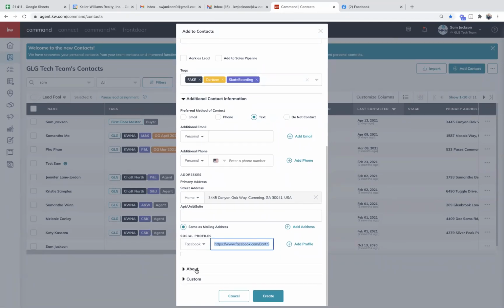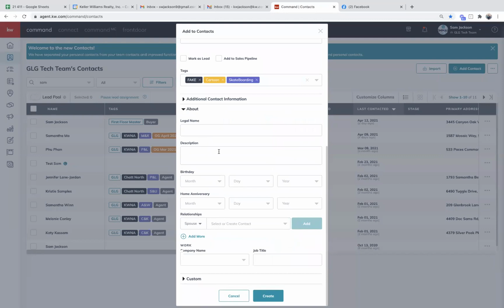Now, you can go in here and do a lot as well. Legal name, this is where I can type in Bartholomew. If I want to give myself a description, birthdays, home anniversaries, I can do that stuff. Spouses is also really important, like we talked about with the doctor's office. I want to know how many people are tied to that one contact. So there's a relationship space here that I can connect in someone's spouse, mother, father, son, whatever.